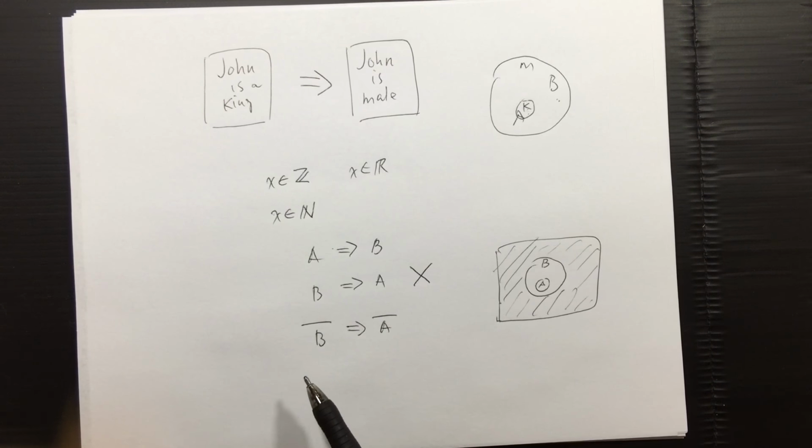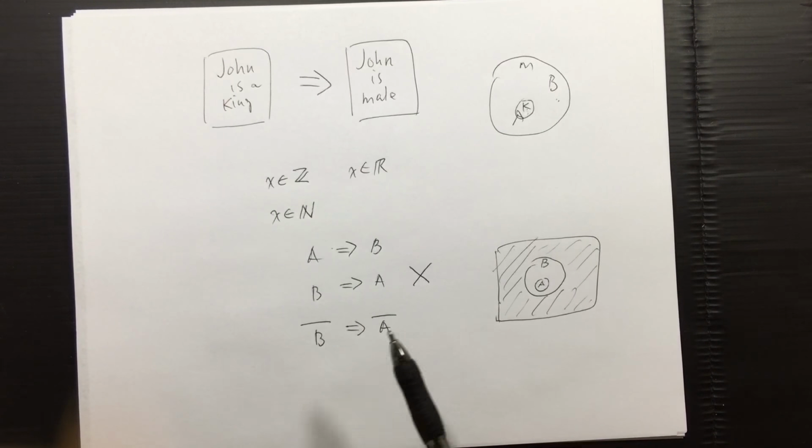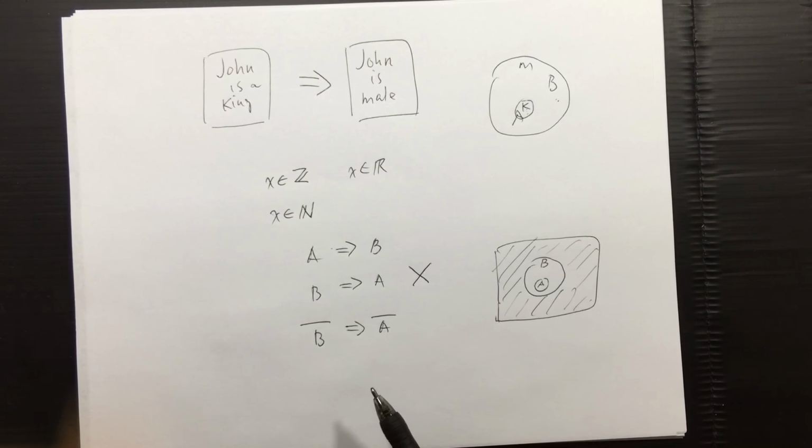Let's say they want you to prove it: if John is a king, then John is male. You don't know how to prove it. However, you can prove that if John is not male, then John is not a king. You can prove that. If you prove that, you prove the first statement: if John is a king, John is male. This is always true.